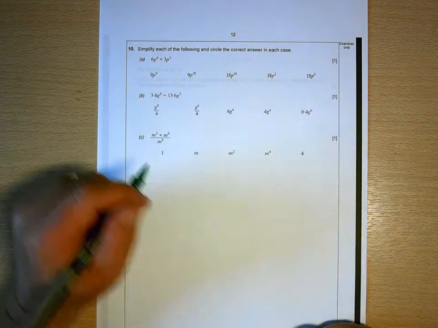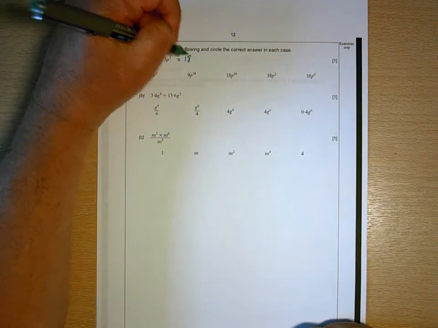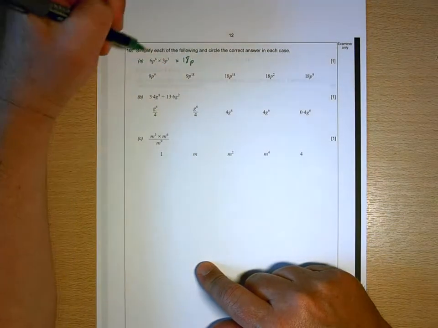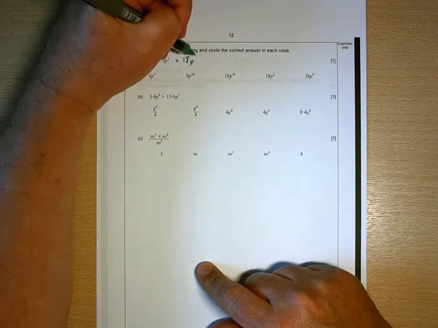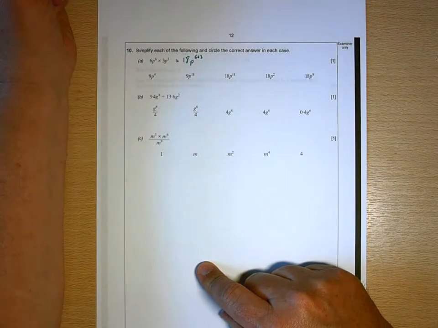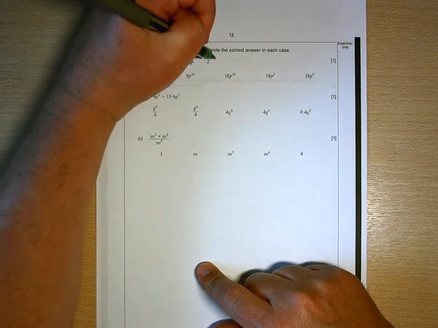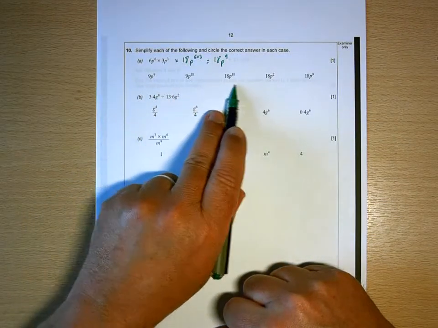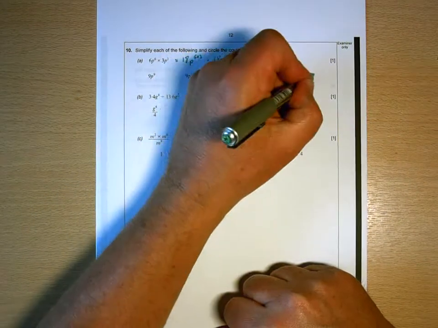So what we've got here is 6 times 3, which we deal with in an ordinary way. 6 3s are 18, and then it'll be P, and it will be to the power of 6 plus 3, which is 9. So we're looking for 18P to the 9, which is there.